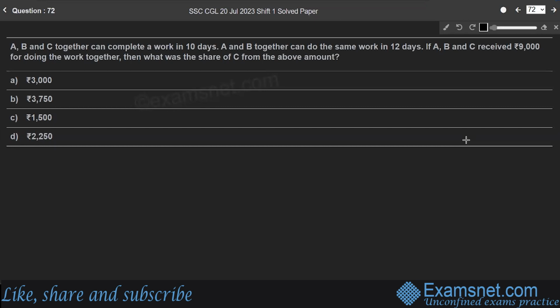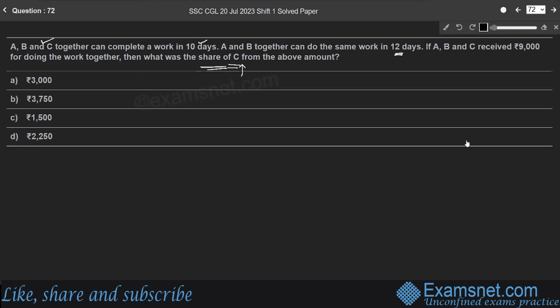Question 72. A, B and C together can complete a work in 10 days and A and B together can do the same work in 12 days. If A, B and C received 9,000 rupees for doing the work together, then what was the share of C from the above amount? Here, to find the share of C, we need to find the efficiency of C, how efficient that person is. Before going to the efficiency of C, we need to find how efficient A and B are together. First, we need to find that.